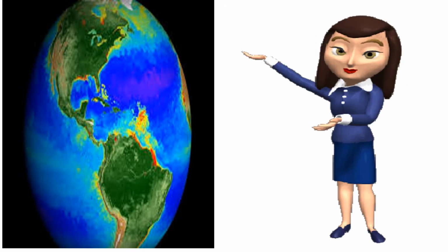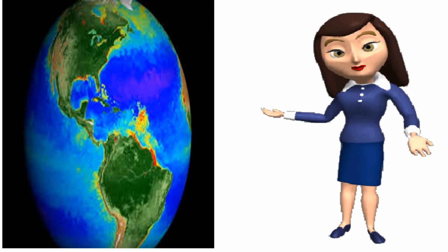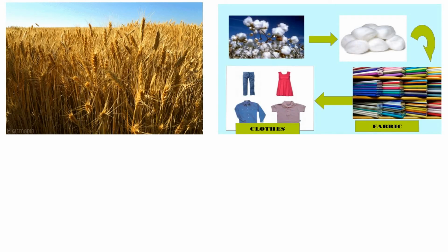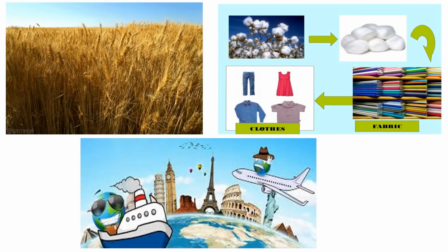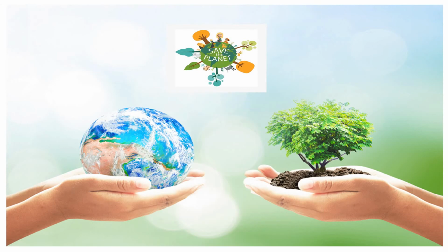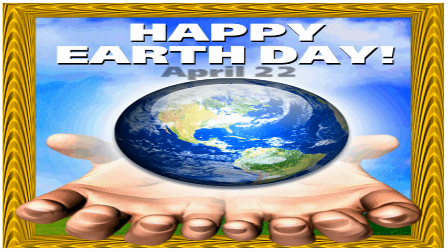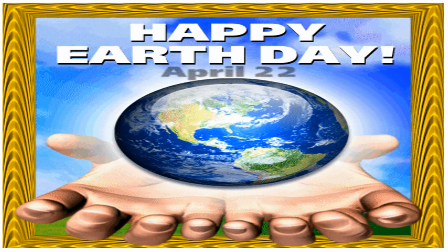Students, I hope you have understood all the things very nicely about the Earth and its features. Humans have made all the changes to fulfill their needs for food, clothing, shelter, traveling, etc. Humans are using the wealth of the earth, but we should try to protect the earth. We should plant more and more trees to protect our earth. We should also celebrate Earth Day on 22nd April every year.